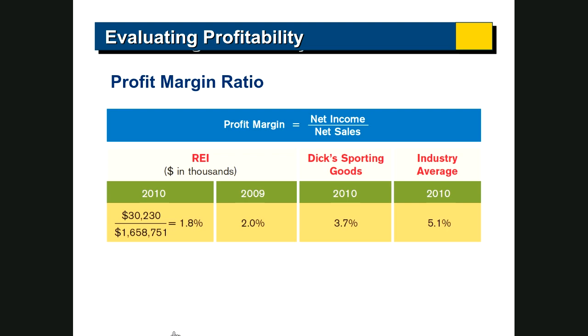If I have 1,000 in sales and I have 100 in income, that's 10% profit. If I have 1,000 in sales and I have 200 in income, that's 20%. Which is better? 20%, right? The higher the net income, the higher the profit margin will be, right? Profit margin, higher gross profit margin are all better.